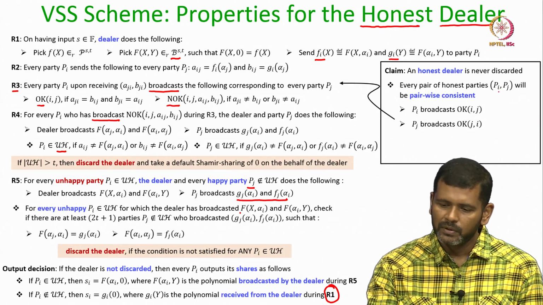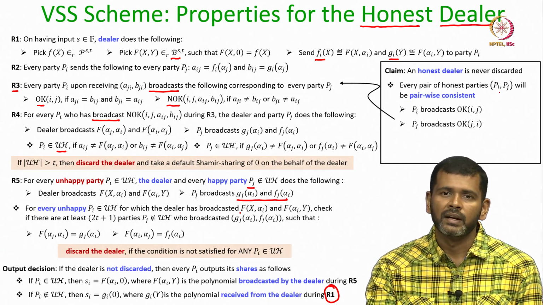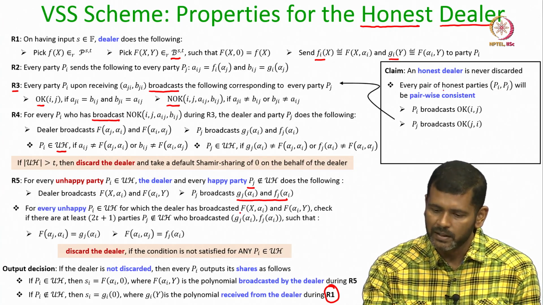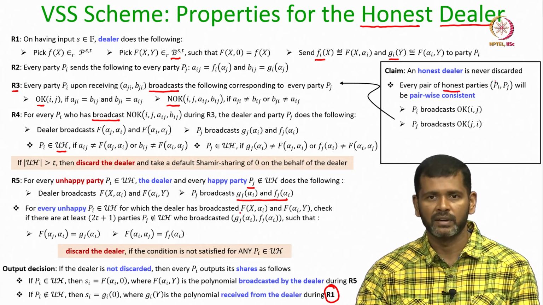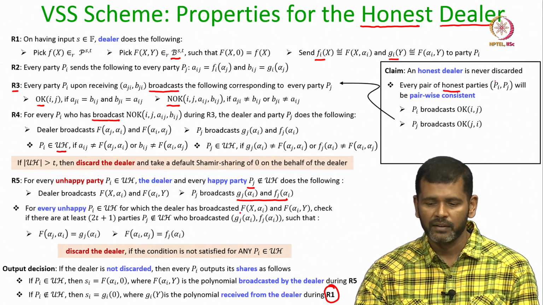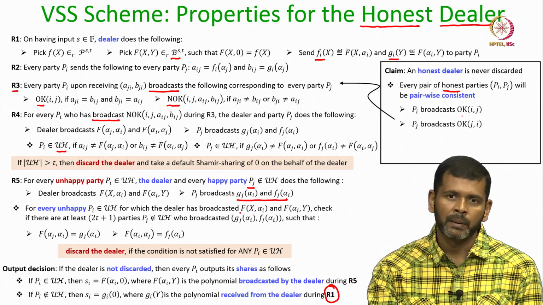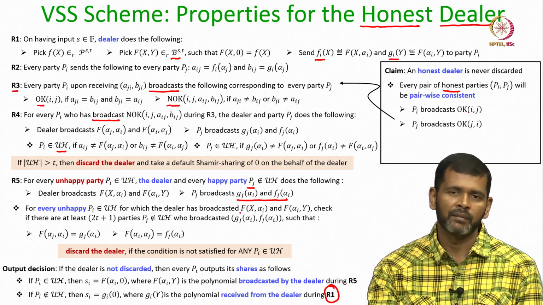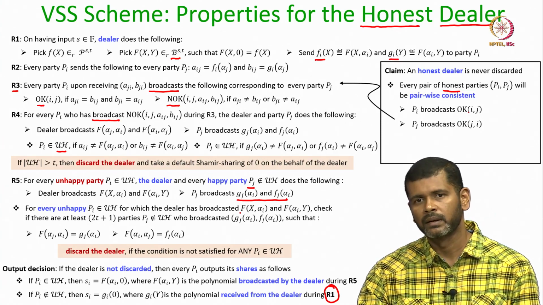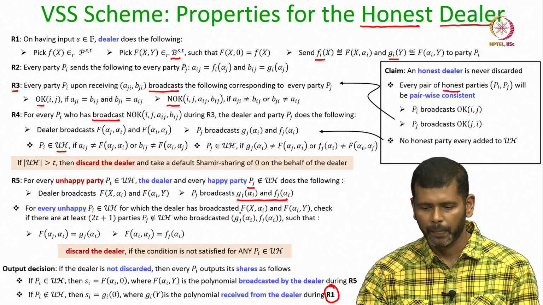For this we observe that if the dealer is honest, then every pair of honest parties Pi and Pj will be pairwise consistent, and as a result the honest party Pi will make public an OK message for Pj, and Pj also will make public an OK message for Pi.